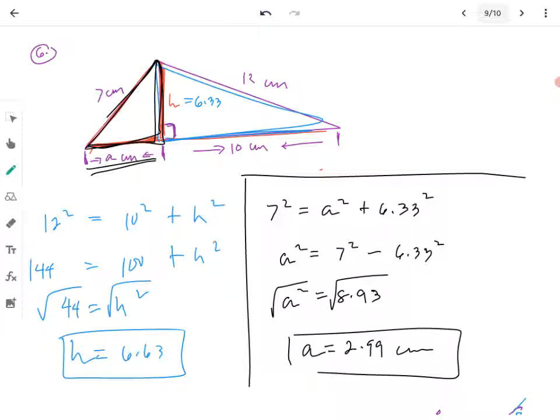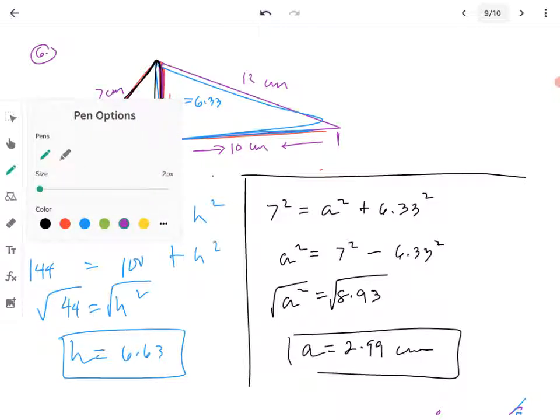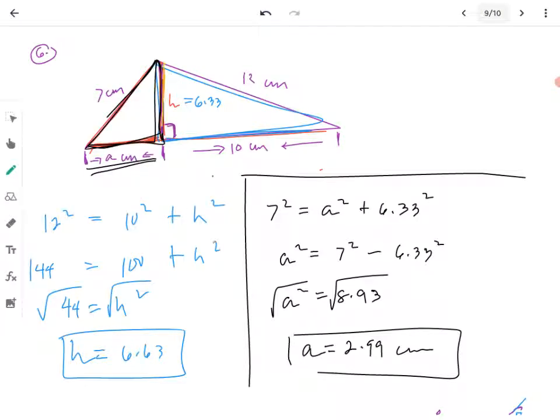So what we did here is like a double Pythagorean theorem. We solve for this first. We solve for this by using these unknown values here. Since we already solved the h, which is 6.33, we use that to solve for a eventually.